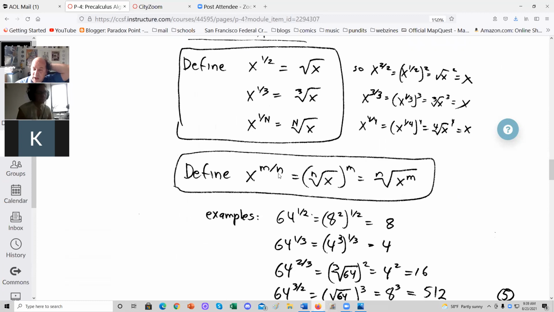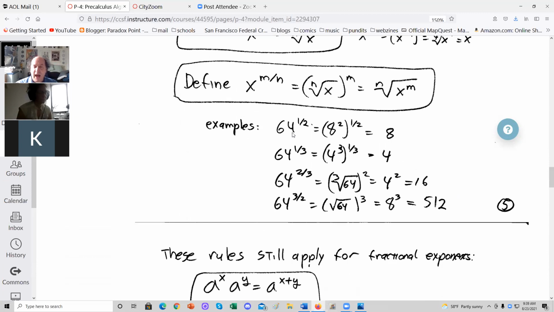Define x to a ratio m over n as an nth root of x to the mth power, or equivalently, an nth root raised to the mth power. For example, 64 to the 1/2 power: 64 is 8 squared, and 2 times a half is 1, so you get 8 to the 1, which is 8. 64 to the 1/3 power is a cube root of 4 cubed. 64 is 4 cubed. So these cancel and you get a 4.